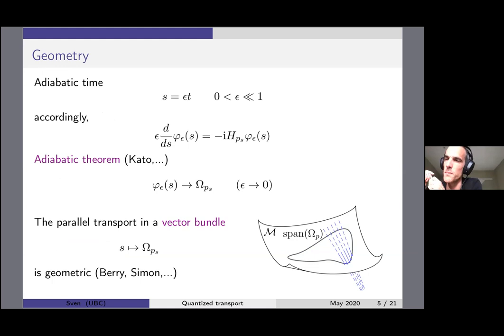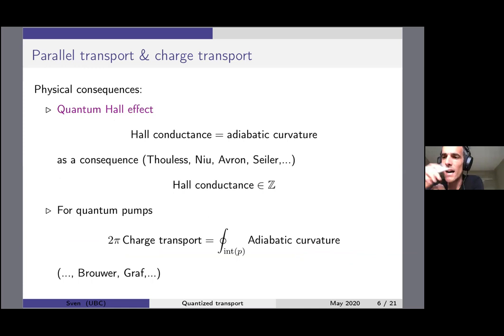So now that you have this geometric picture in mind, what you have is a fiber bundle, right? Then in fact, the following things are a little bit less surprising. I have this slowly driven physical system. If you think of this physical system as being a system of electrons moving in a piece of condensed matter, then this time evolution may move the electrons around and therefore transport particles and therefore transport charge.